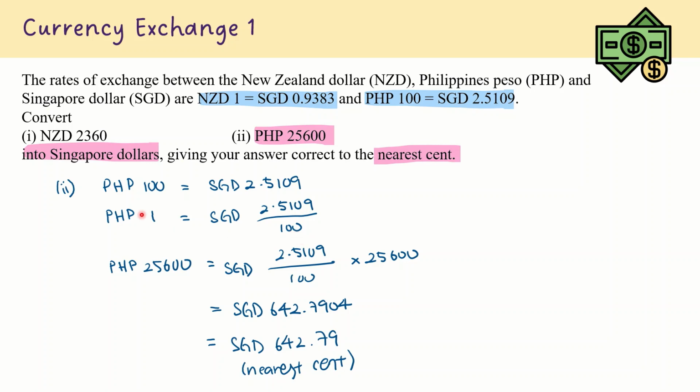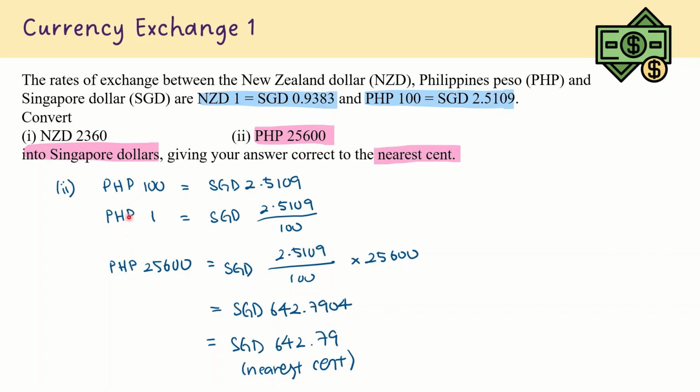Another thing that you might be wondering is why did I go through the hassle to find 1 peso? It is quite clear, maybe to some of us, that 25,600 is just 256 times of 100. So you could jump from 100 pesos to 25,600 pesos by multiplying by 256. And then on the right, we can just multiply by 256 as well. If you could see that very quickly, then by all means, you can present that way as well. There's no wrong in doing that.